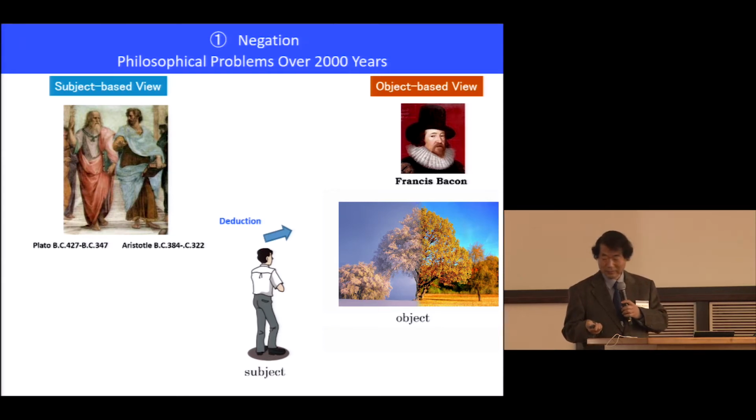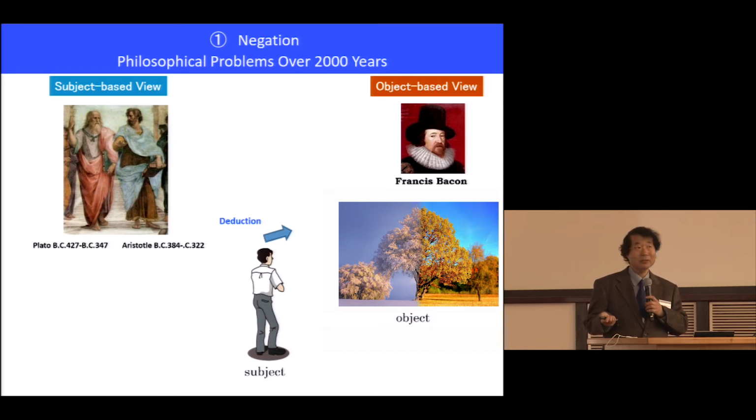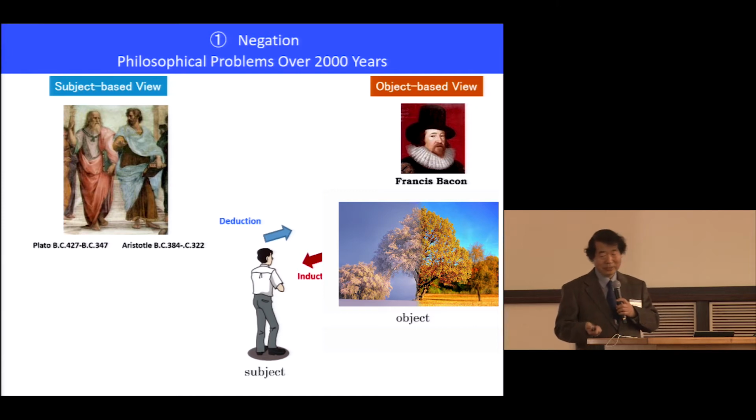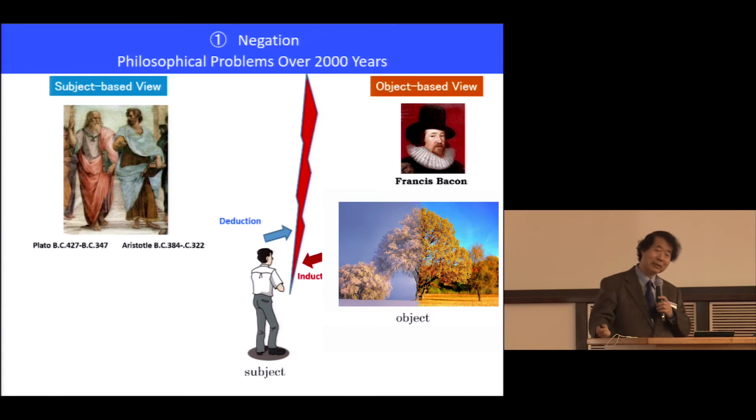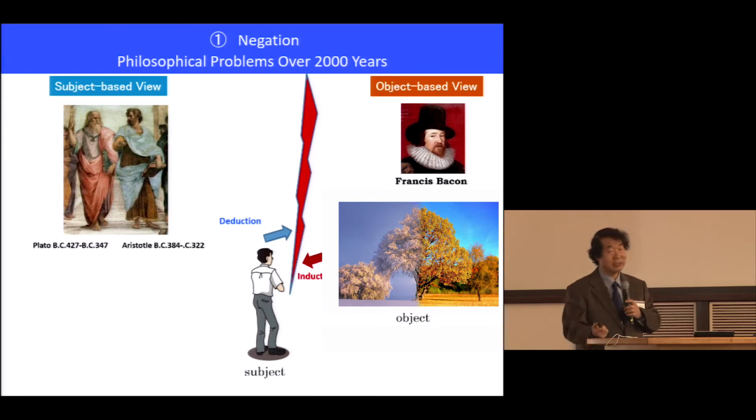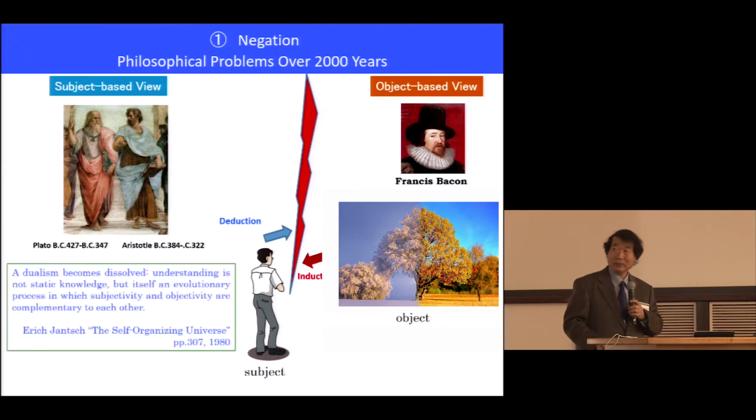He considered reality to exist in the outside world. Through induction, we can see something from the outside world. But there have been debates between the opposing views over 2,000 years. Of course, there is some possibility to integrate these kinds of opposing views.